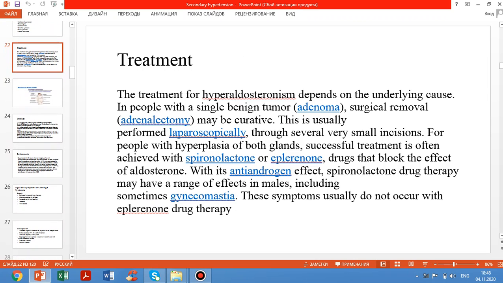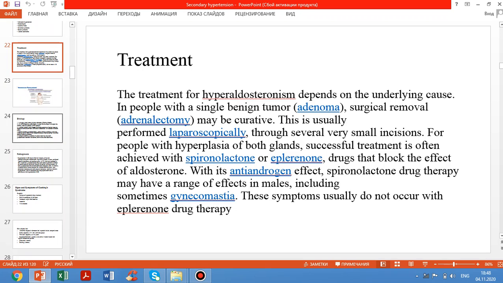Treatment. The treatment for hyperaldosteronism depends on the underlying cause. In people with a single benign tumor, surgical removal may be curative. This is usually performed laparoscopically through several very small incisions.